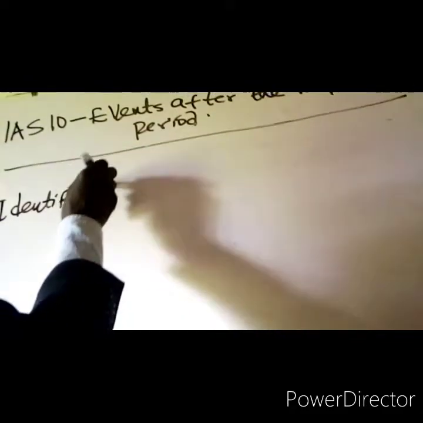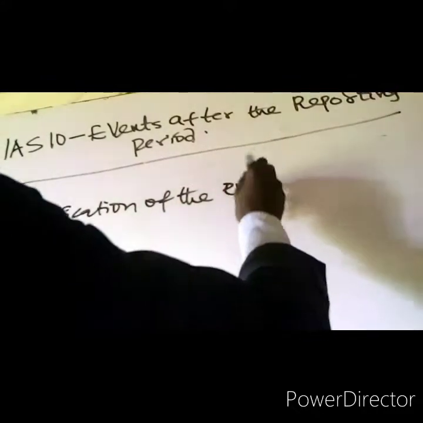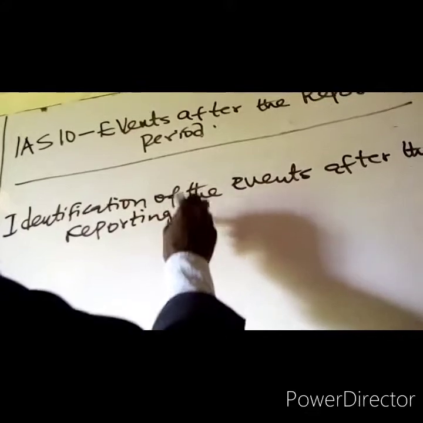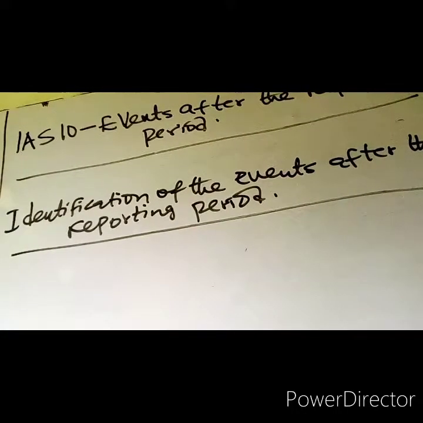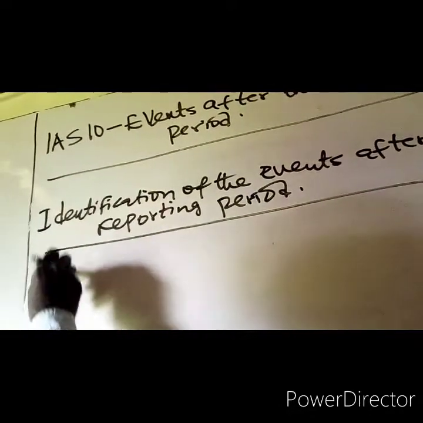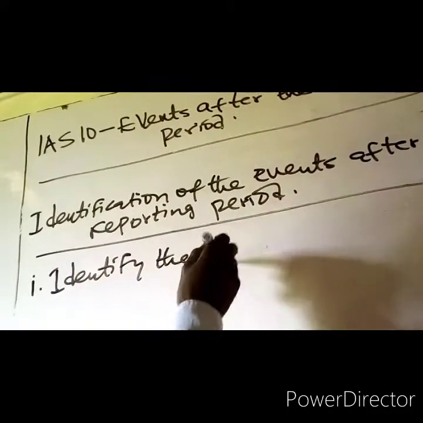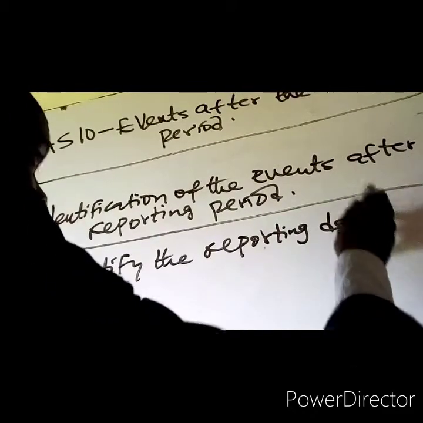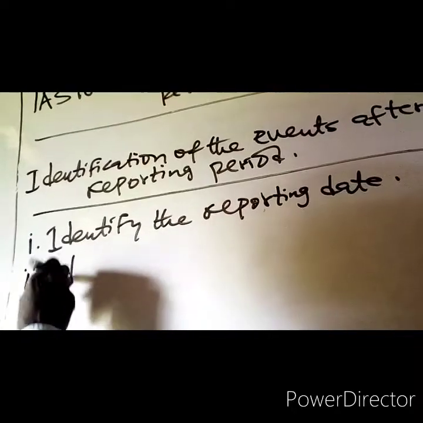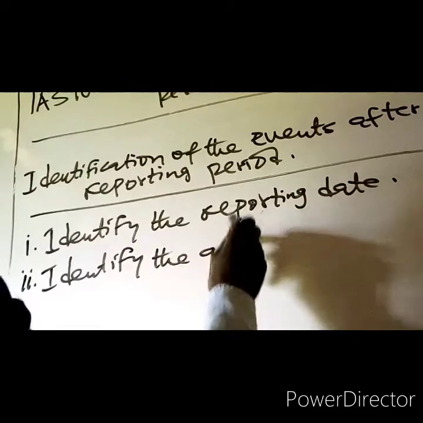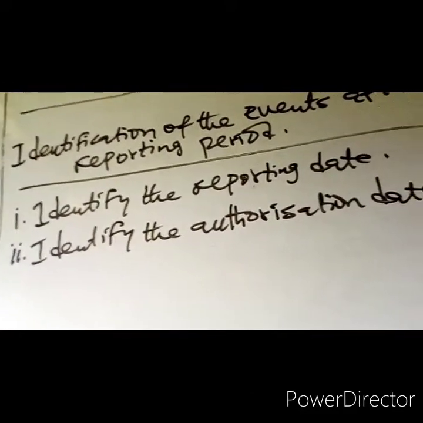Identification of the events after the reporting period. I want to give you the steps to follow. Step number one, you identify the reporting date. Step two, identify the authorization date. You identify the reporting date and then the authorization date.